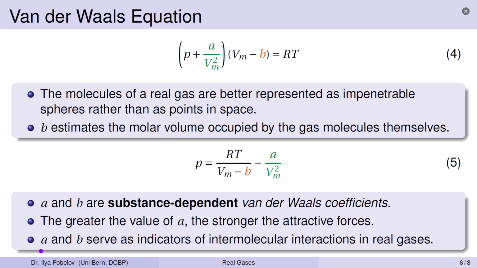Even though A and B are not precisely defined at the molecular level, they correlate strongly with physical properties that reflect the strengths of the intermolecular interactions. That includes, for instance, the critical temperature, vapor pressure, and enthalpy of vaporization of a gas. Therefore, these coefficients might serve as indicators of intermolecular interactions that affect the behavior of real gases.